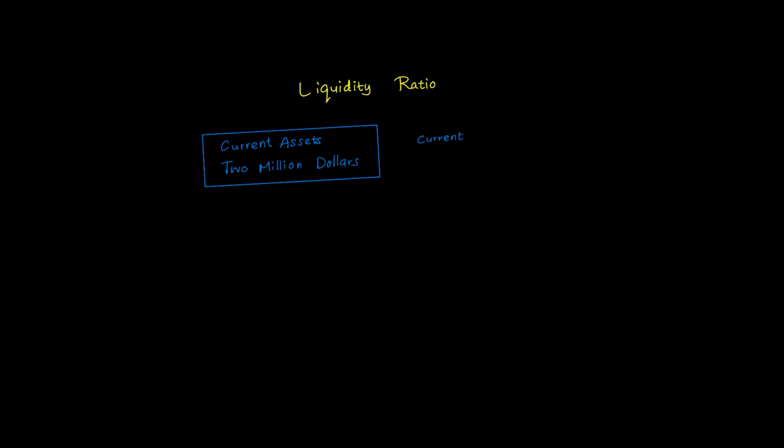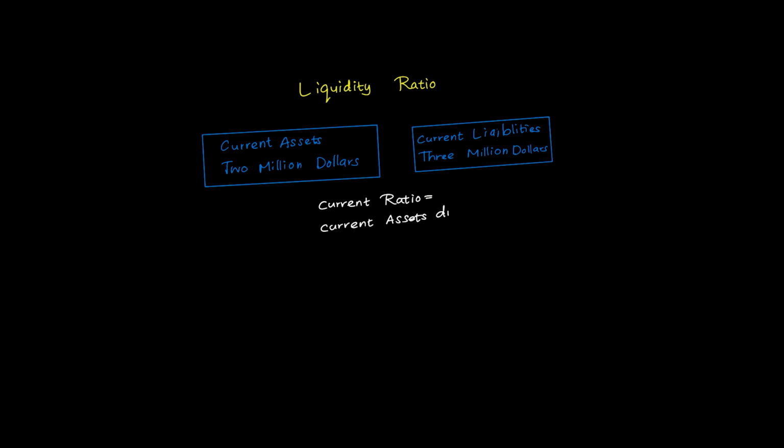This is a critical concept for understanding liquidity ratios. Picture a tech startup that has $2 million in current assets, things like cash, inventory, and accounts receivable. Now they owe $3 million in current liabilities, meaning bills that need to be paid within the next year. When we divide current assets by current liabilities, we get what's called the current ratio. In this case, 2 divided by 3 gives us approximately 0.67, which is below 1.